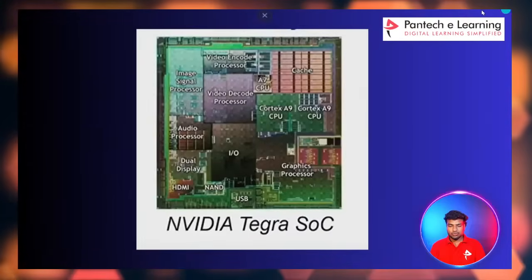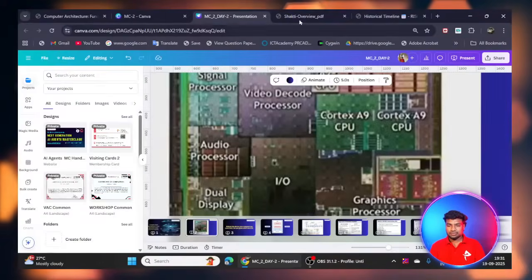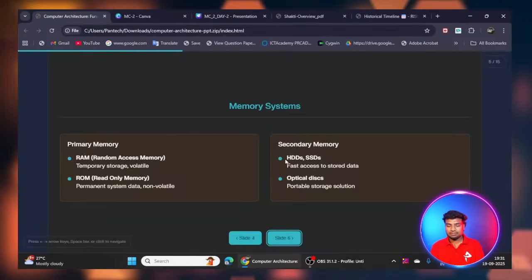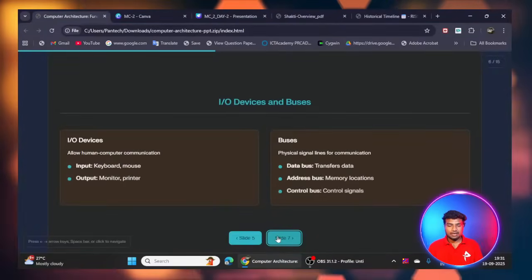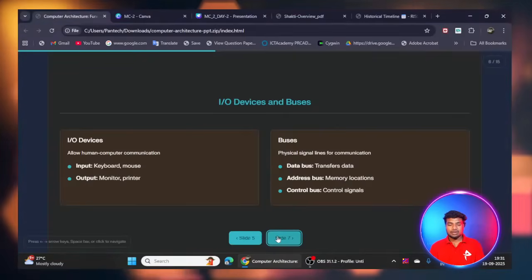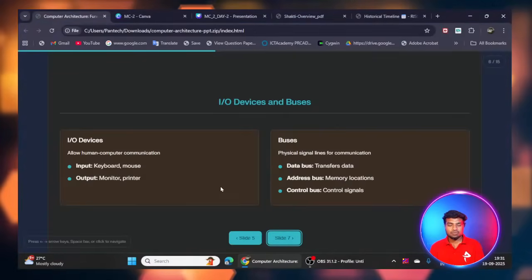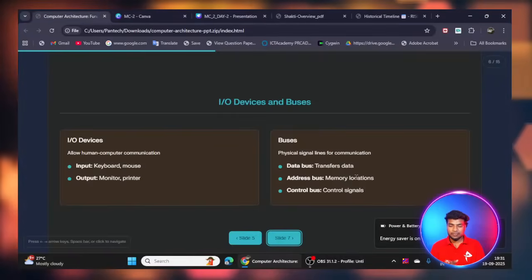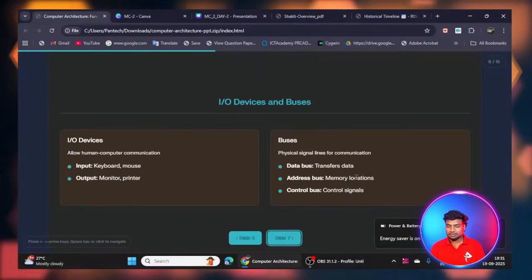So we will continue from the memory system. We have completed the memory system, and now we'll move on to IO devices and buses. IO devices means, as we already said, keyboards and mouses are IO devices. And then buses.